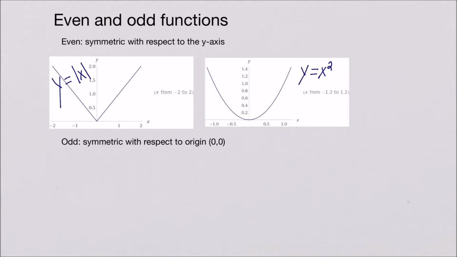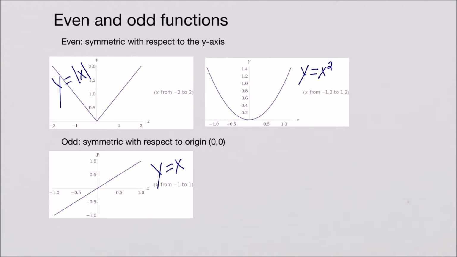So for the odd graphs, this graph is probably the most simple odd function, y equals x. So what we mean by symmetry with respect to the origin is that if we rotate one side or the other from the y-axis 180 degrees, we're basically going to lay on top of the other side. So if we take this side and we move it over here 180 degrees, we would lay on top of each other. So that function is an odd function.